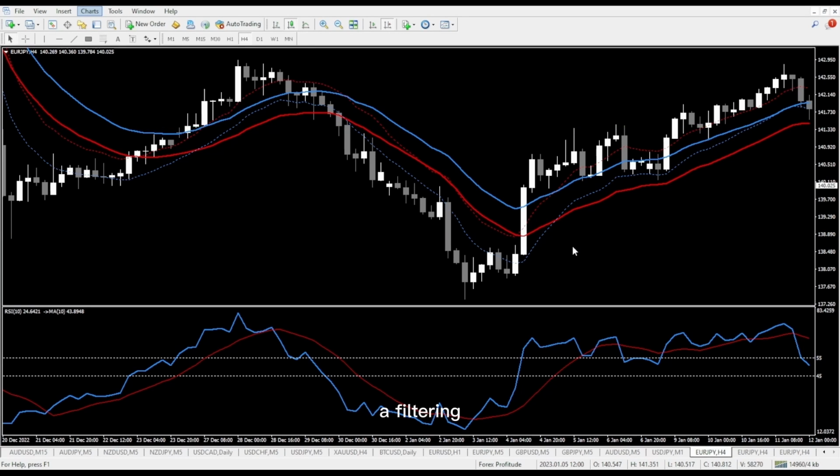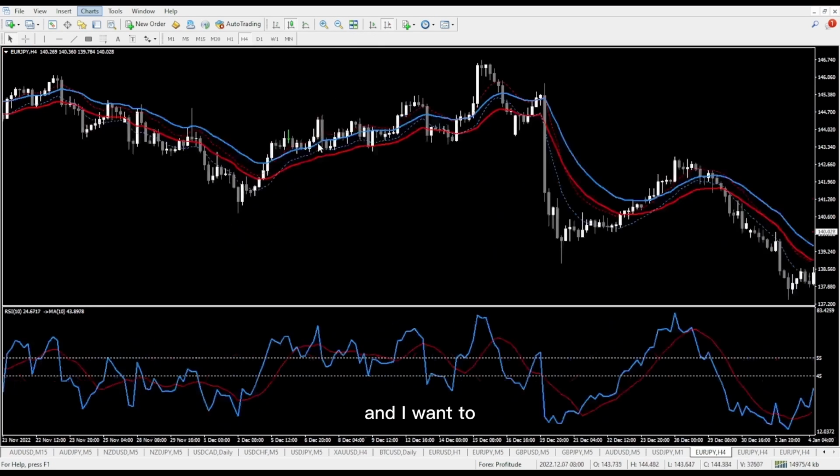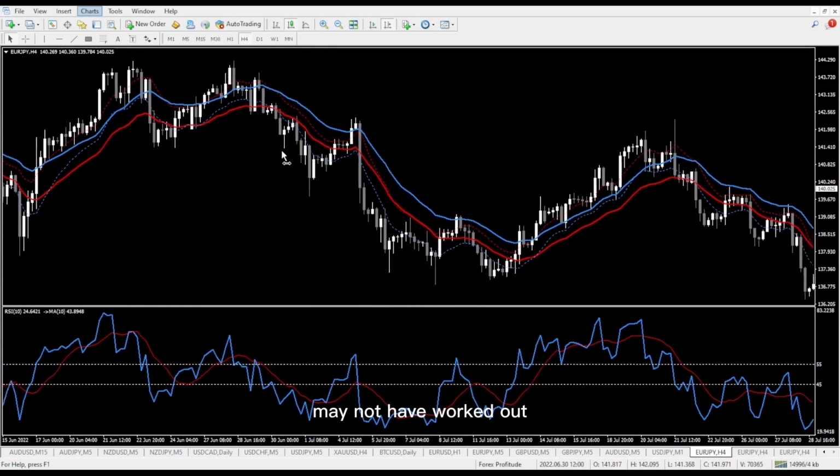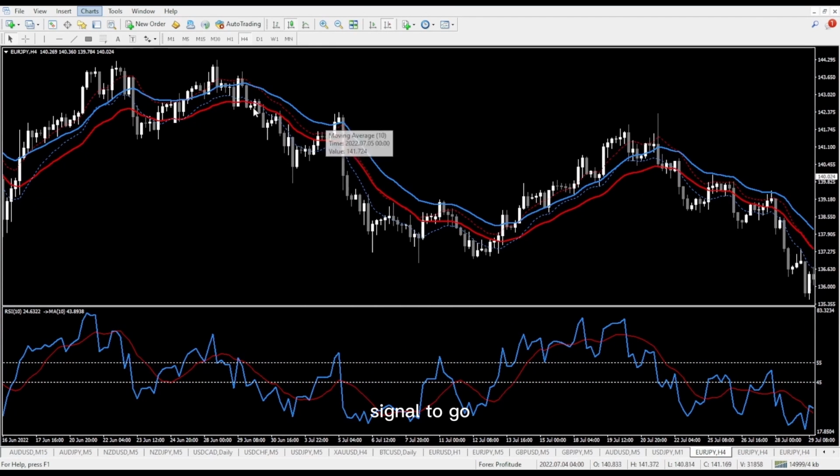Now, I want to show you a filtering mechanism that is going to keep us out of some bad trades. So let's reduce this a little bit. And I want to take a look at some potential trades that may not have worked out. There's a couple in here. We've got a signal to go long right here. This one didn't work out. We didn't even get to manage the trade, really. This was just a nice, clean loser.